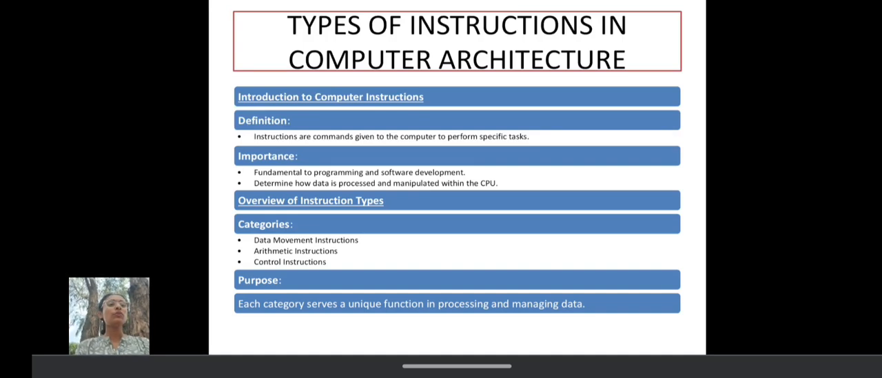For the overview of instructions, the instruction types are categories: data movement instructions, arithmetic instructions, and control instructions. And for the purpose, each category serves a unique function in processing and managing data.